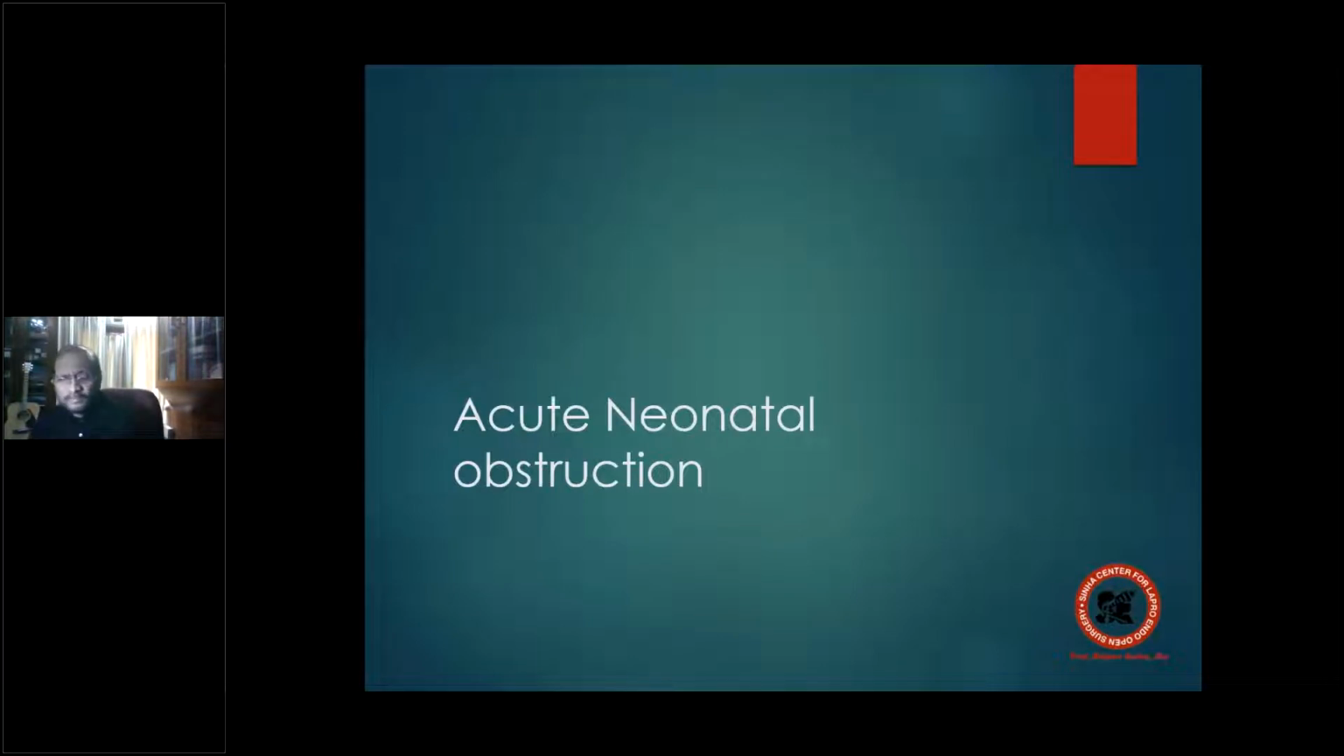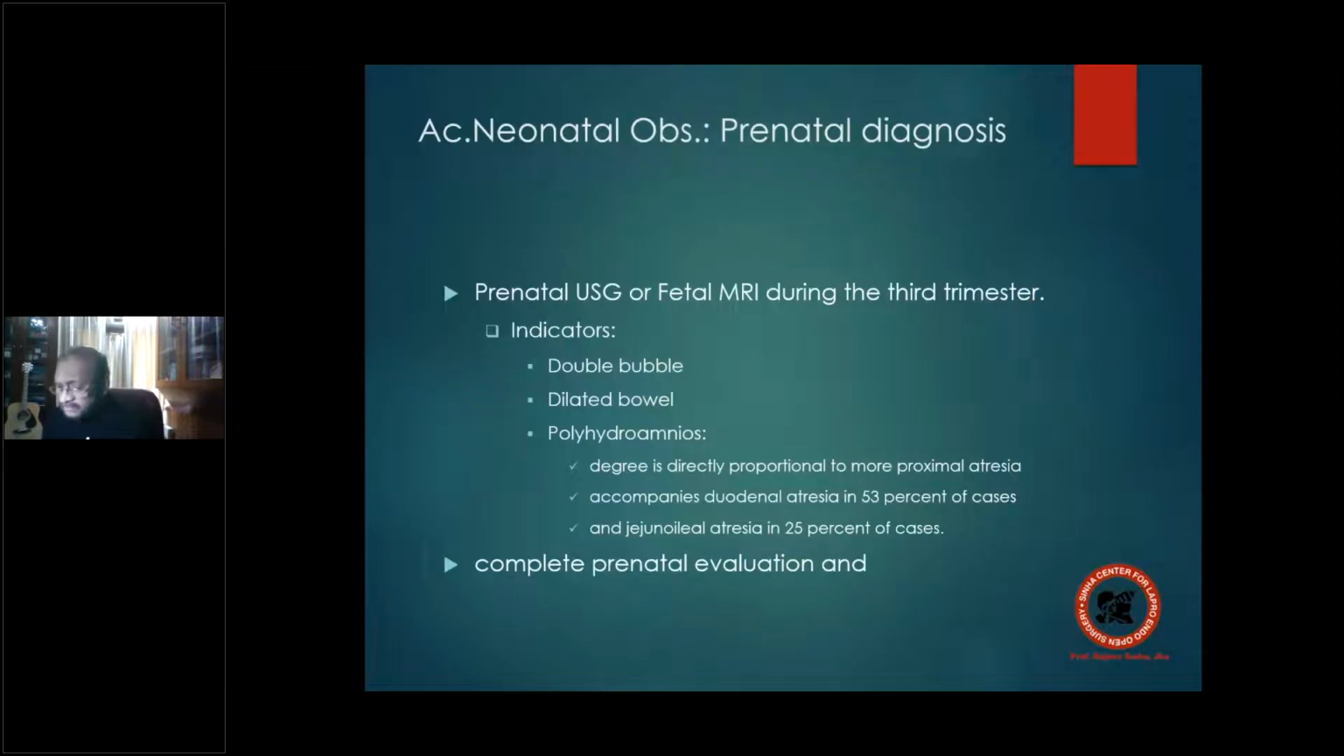Now coming to the second important type of obstruction, that is acute neonatal obstruction. I'll just be touching on a few of them, not the whole, but you have to remember that a neonatal obstruction can be diagnosed prenatally. That is one very important point to be appreciated and to be known. So prenatal, how can you diagnose? That means when the fetus is inside the body, you can diagnose that this fetus is probably having an obstruction.